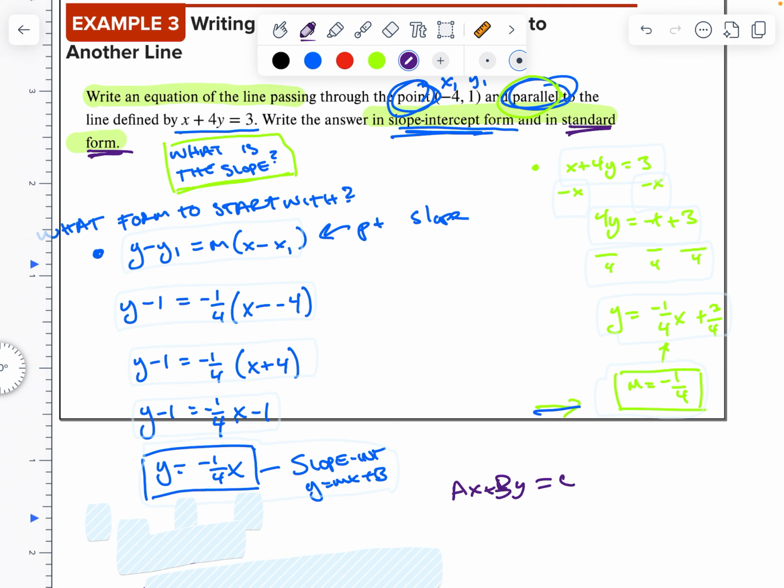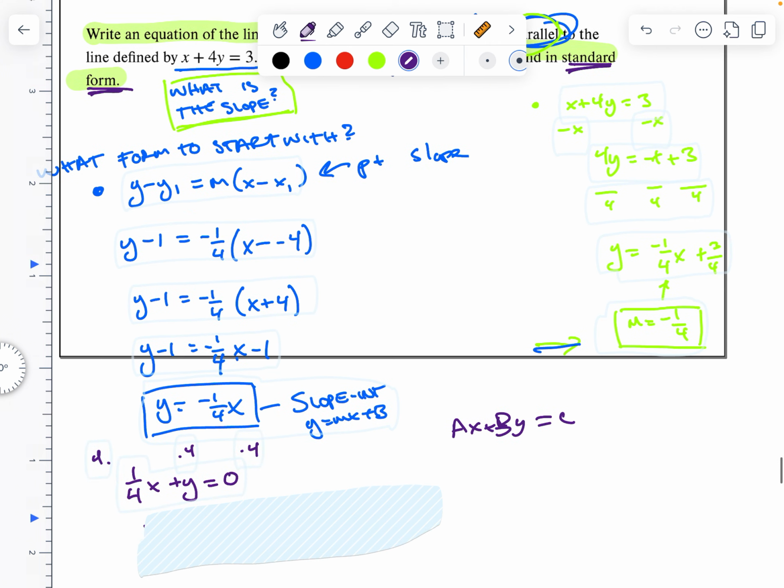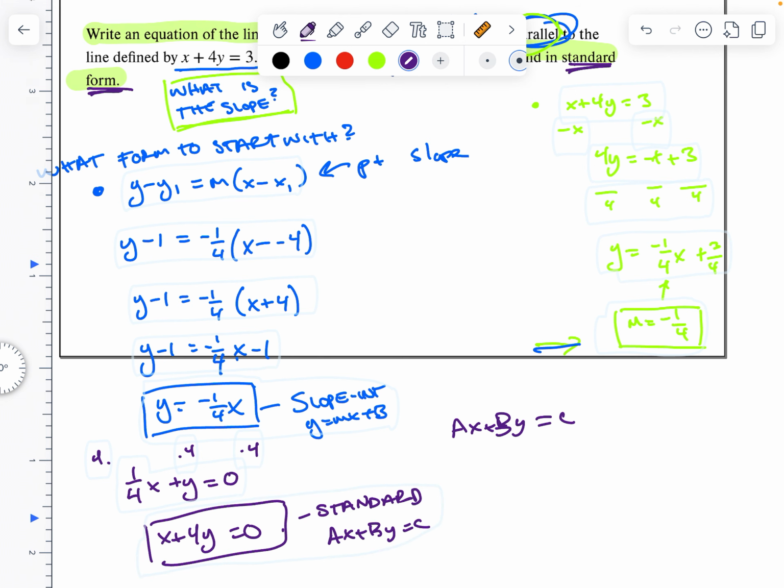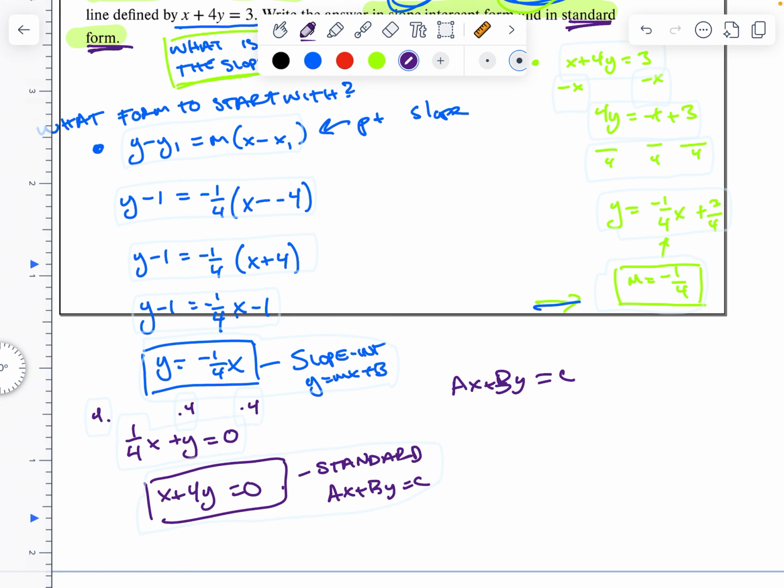That just means the x is first, the y is second, the c is last, the number's on the other side. We also don't really want fractions with standard form. So let's get the x over to the other side. We can multiply by 4 to get rid of the fraction. And then we end up with this. That's ax plus by equals c. Our c just happens to be 0, right?